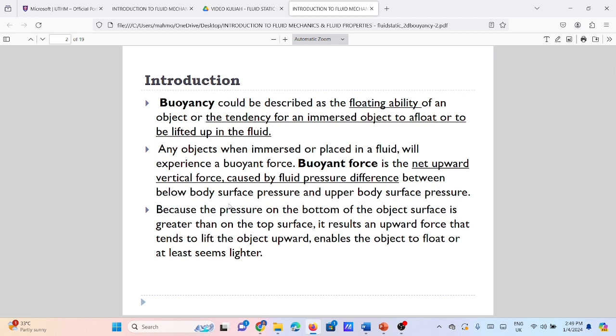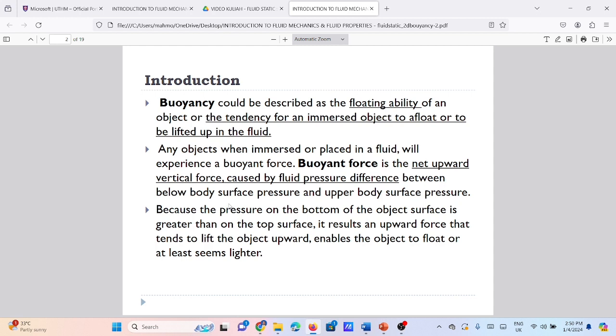So, introductions, buoyancy could be described as the floating ability of an object or a tendency for an immersed object to float or to be lifted up in the fluid. Any objects, when immersed or placed in the fluid, will experience a buoyant force.